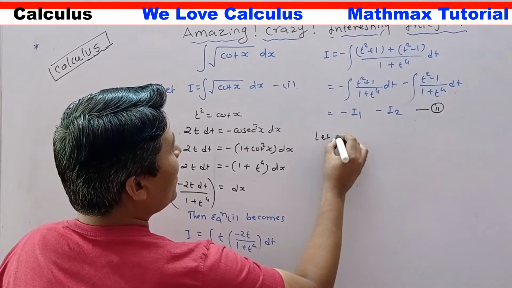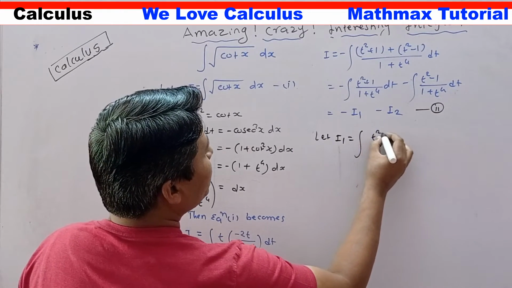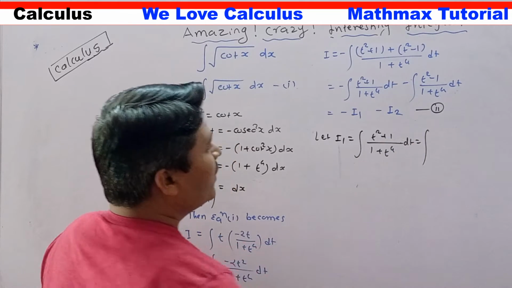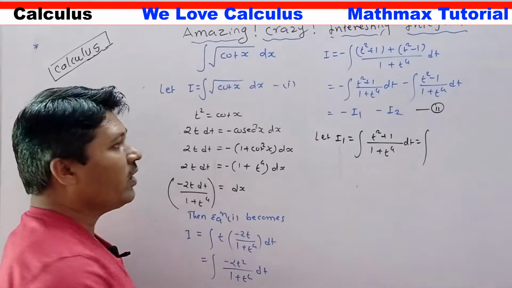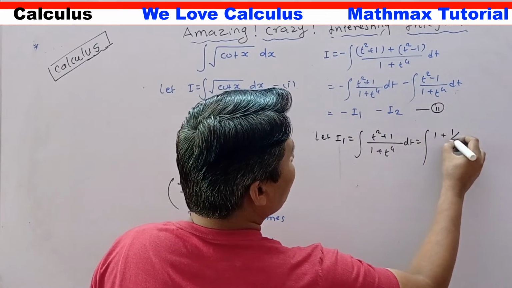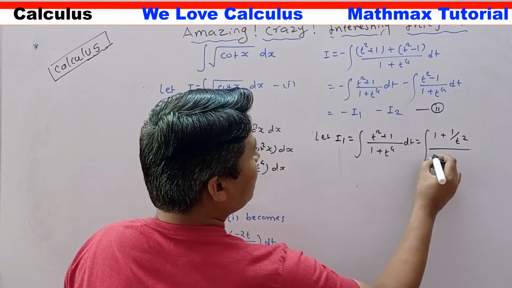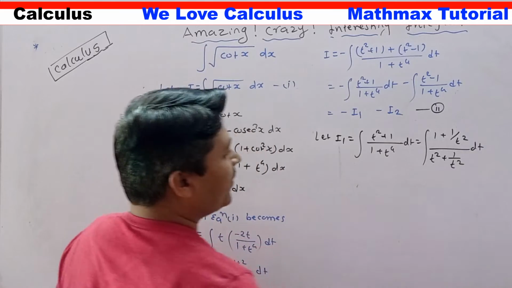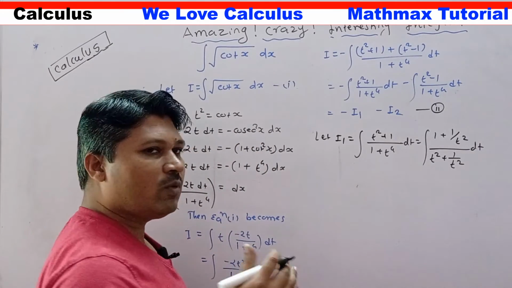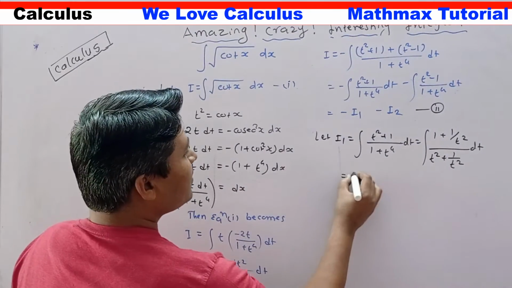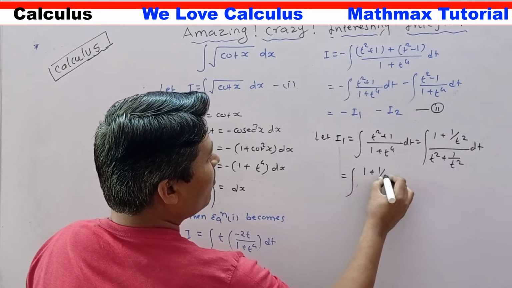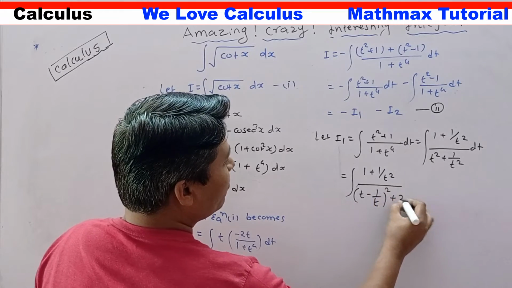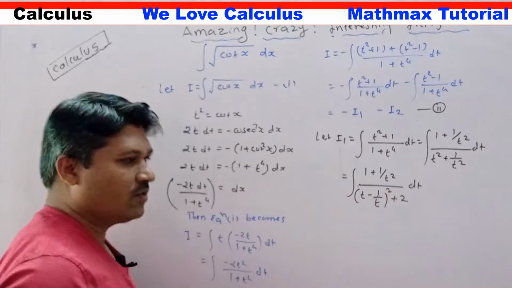Let I1 be equal to integration of t square plus 1 divided by 1 plus t raised to 4 dt. Dividing the numerator and denominator throughout by t square, the numerator becomes 1 plus 1 upon t square, and the denominator becomes t square plus 1 upon t square. The denominator can be written as t minus 1 by t, bracket square, plus 2, which we can adjust like this.